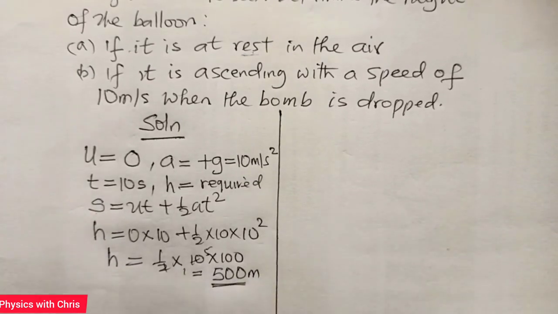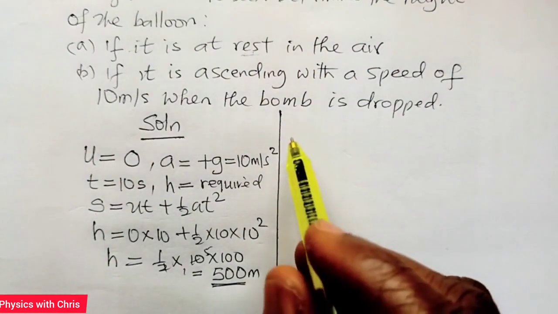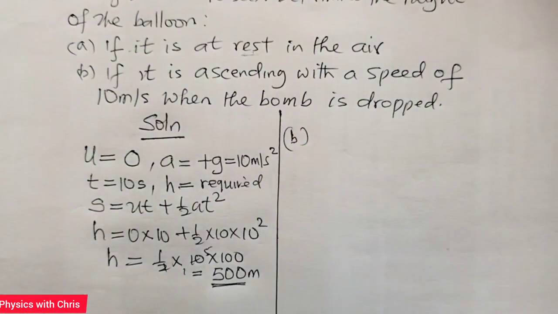That is to say, supposing the bomb was dropped from rest, that is the height of the balloon. Now the second question, part B, says we should also calculate the height of the balloon above the ground if it is ascending. Suppose the balloon was ascending with a speed of 10 meters per second at the time the bomb is dropped, what is the height of the balloon above the ground?